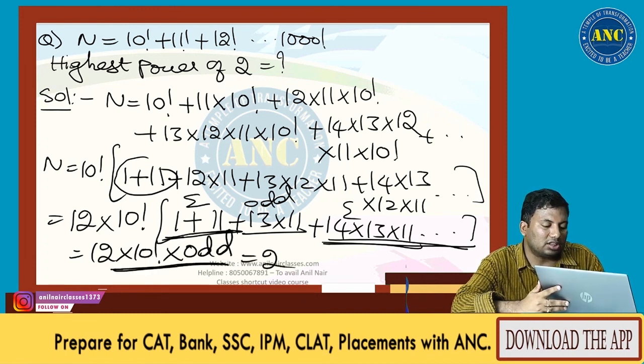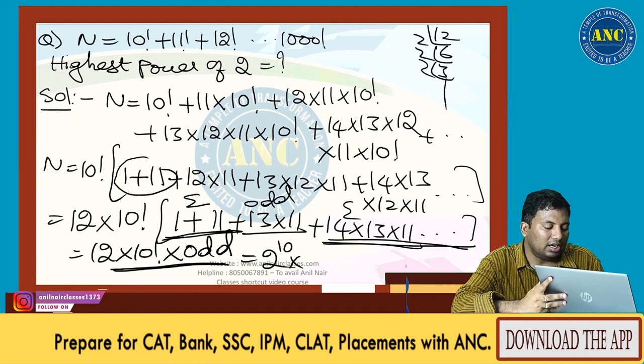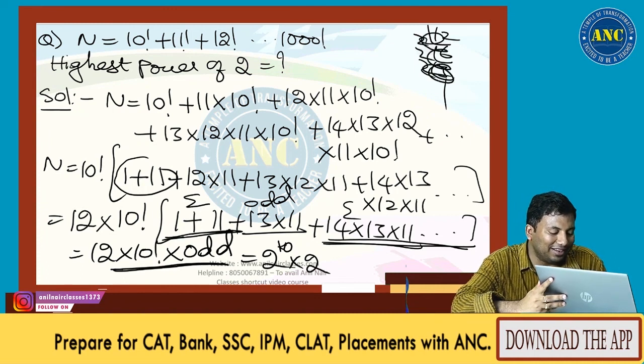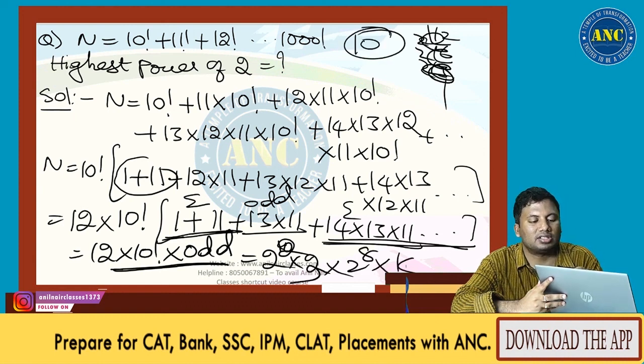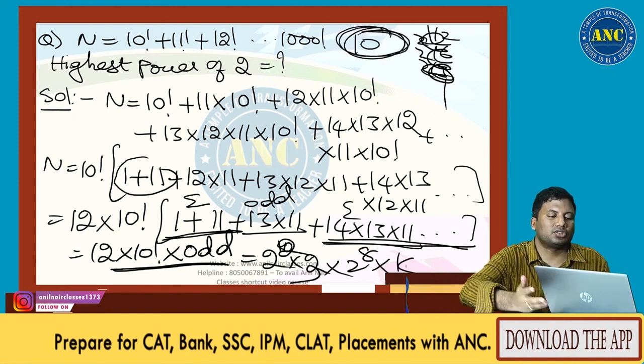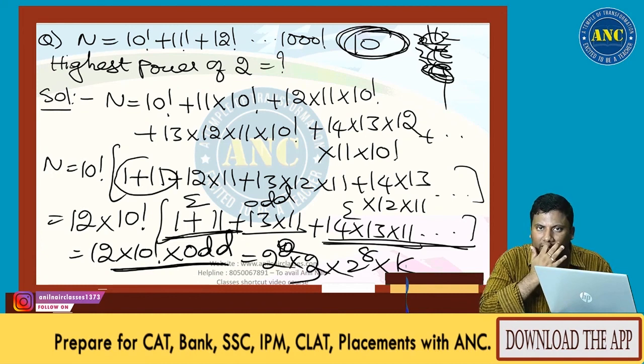12 is nothing but 2 square into 3. Sorry, 10 factorial I am doing. 10 factorial is 2 power 8 into k. 8 plus 2, the answer is nothing but 10. A very good question when factorial problems are added.